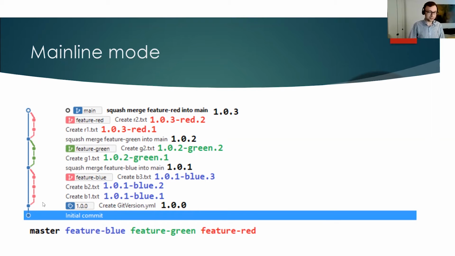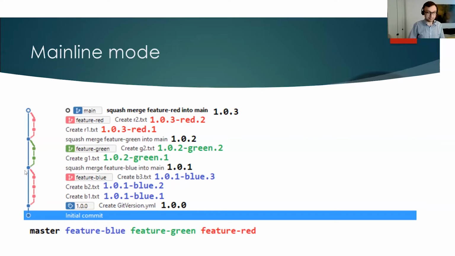After the 1.0, we create a feature branch and call it feature blue. So the tool immediately makes some assumptions. You created a feature branch, so you are probably working on the next version. So let's change the version number. It automatically updated the patch version and added the name of the feature as the pre-release label, together with the number of commits that were added since we created the feature branch. So we have 1, 2, and 3.